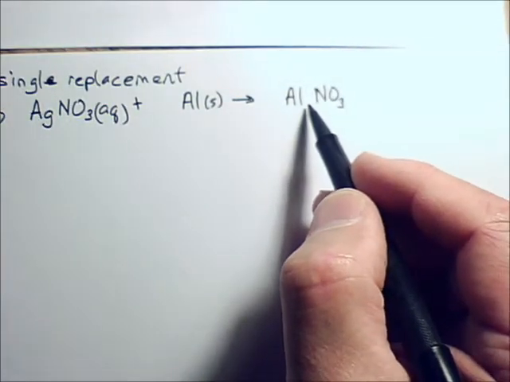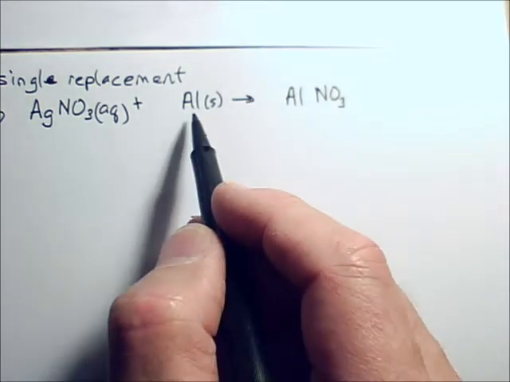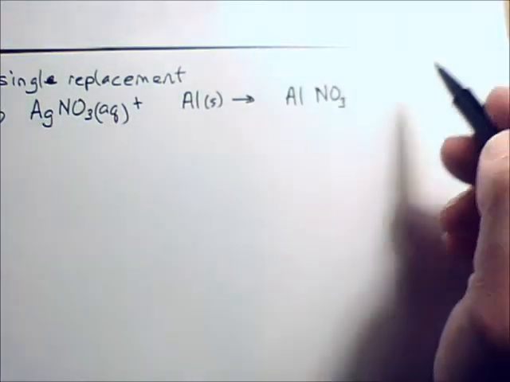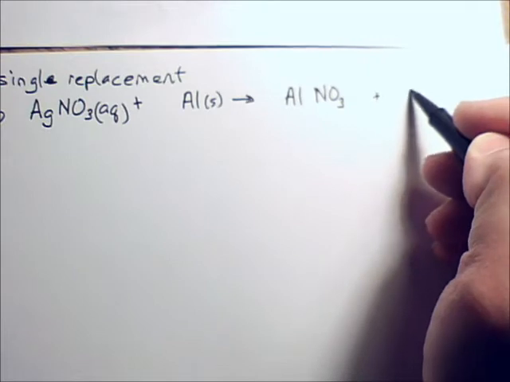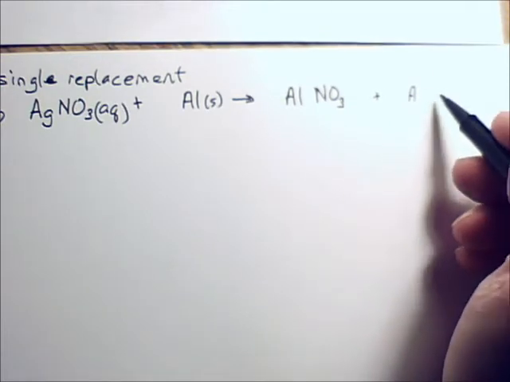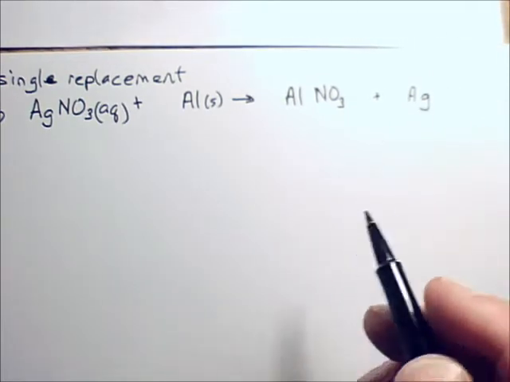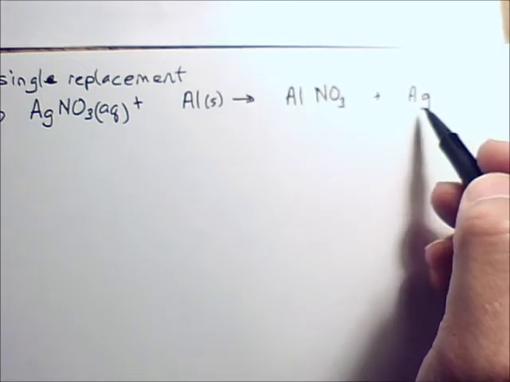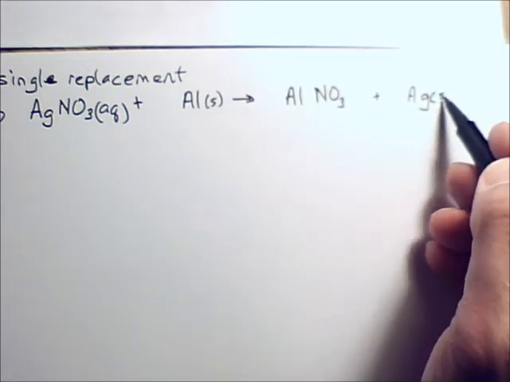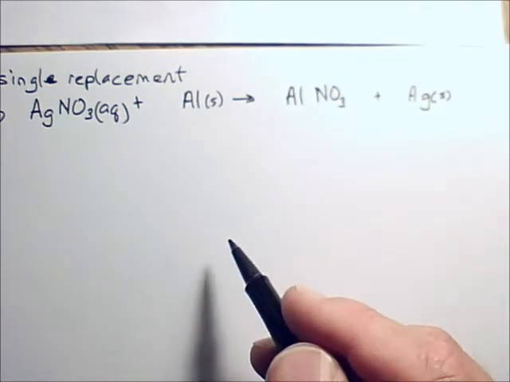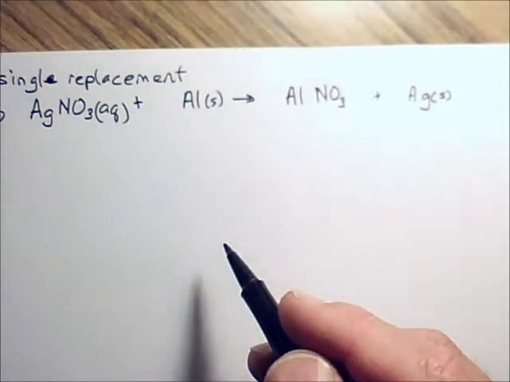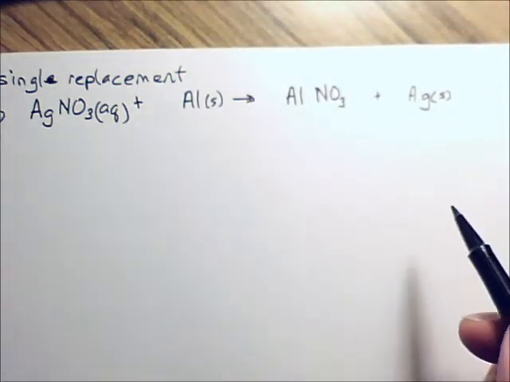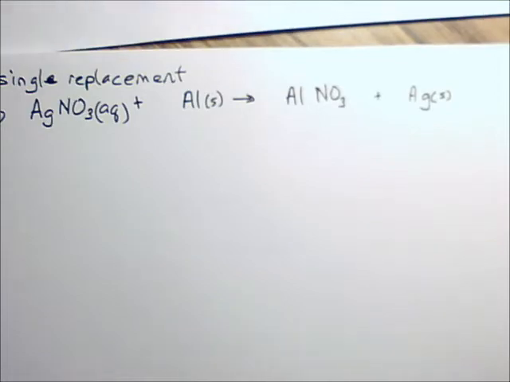All right. Since aluminum displaced the silver, the silver is now by itself. Okay? A metal that's by itself is almost always a solid. The only exception is mercury that you should know about. There is at least one other exception.